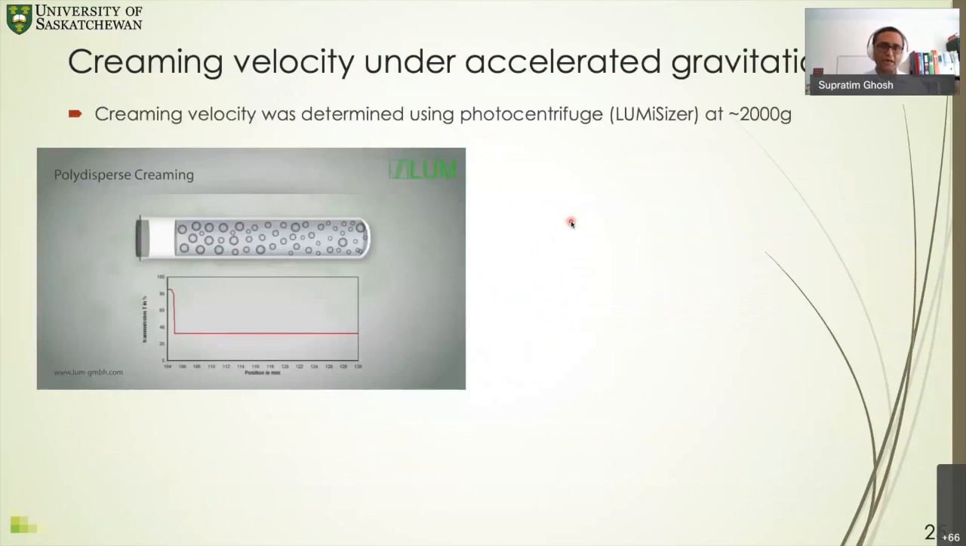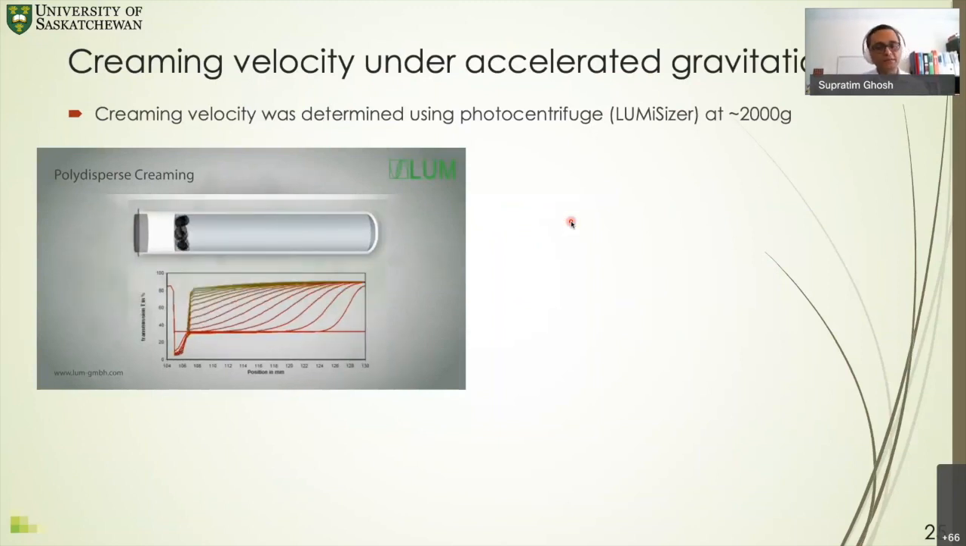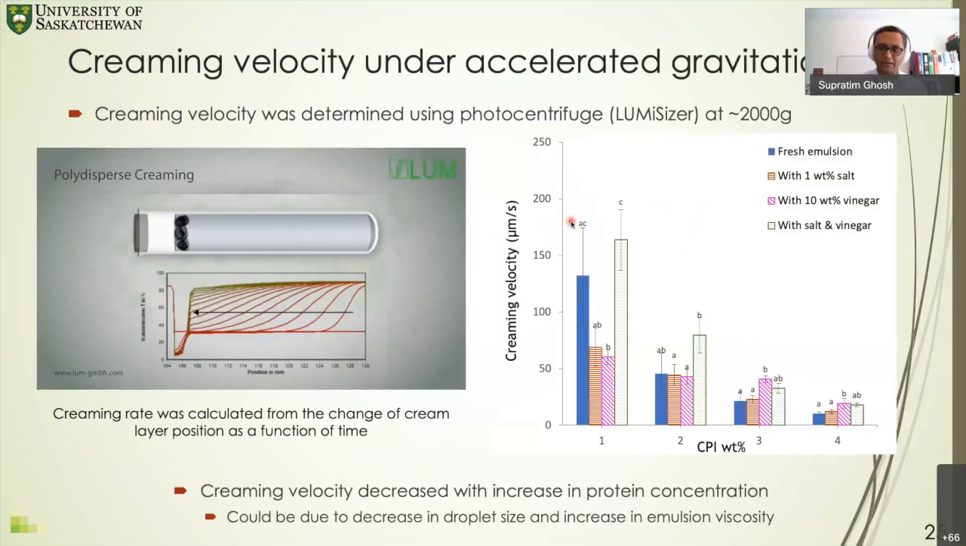We also looked at the creaming velocity. I'm going to skip this just for time's sake, but we can measure the creaming rate using this. And we found that the creaming rate also decreased as you increased canola protein concentration, but the aggregated emulsions under this accelerated gravitation creamed at a slightly higher rate compared to the fresh emulsion.